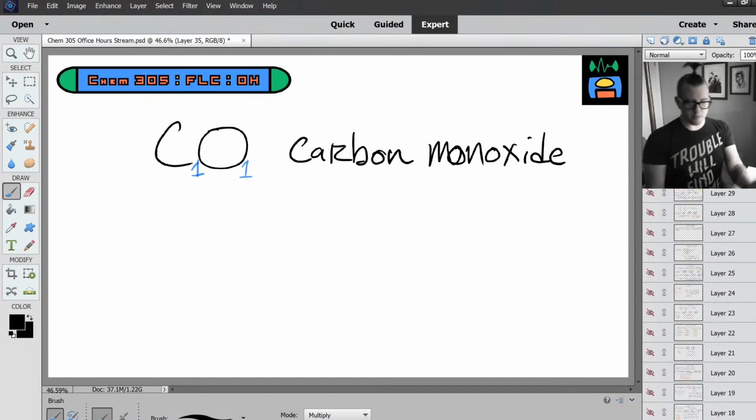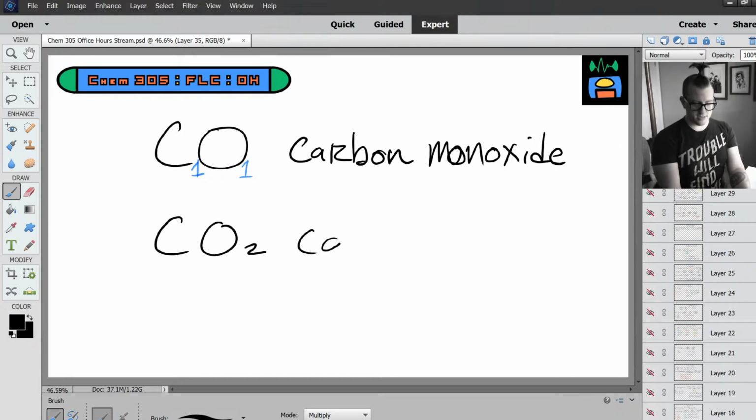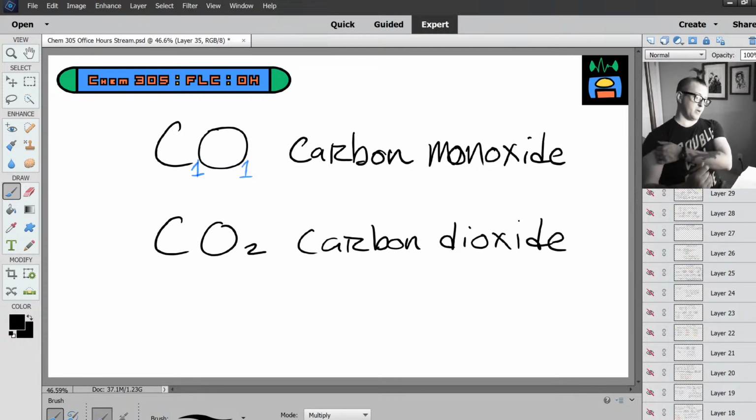So this would be carbon monoxide. This would be carbon dioxide. Anytime there's only one leading atom, you drop the mono, but that's the only time you drop something.